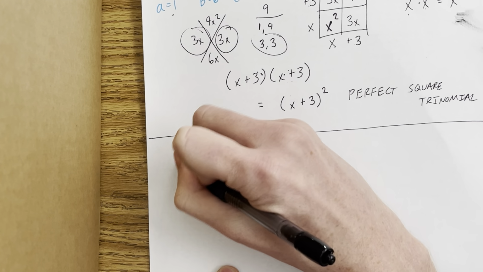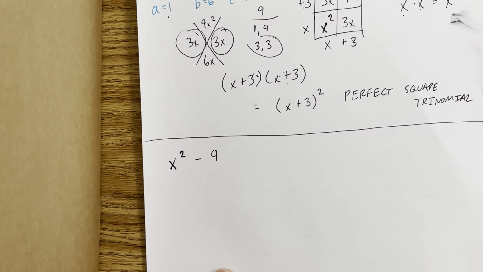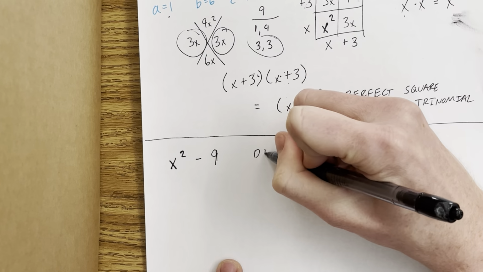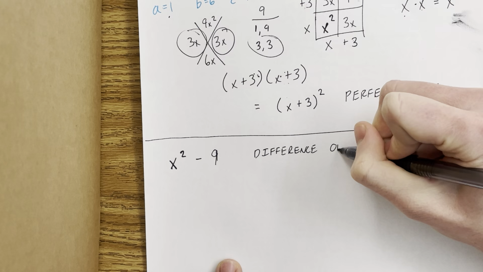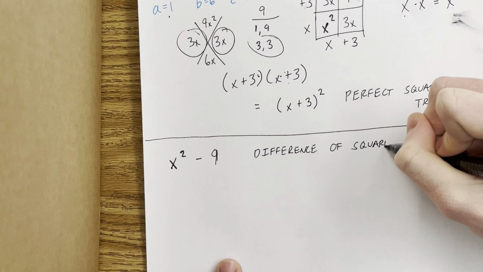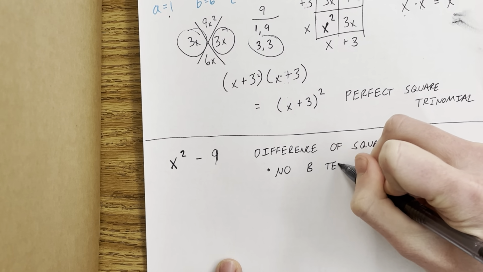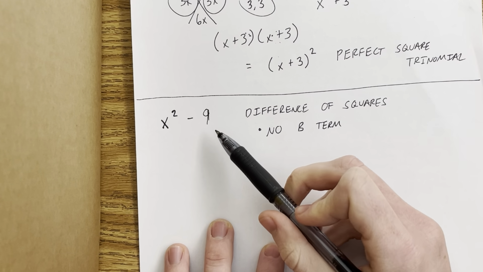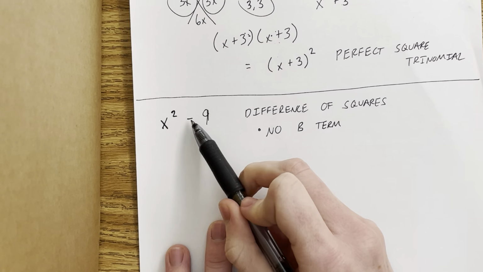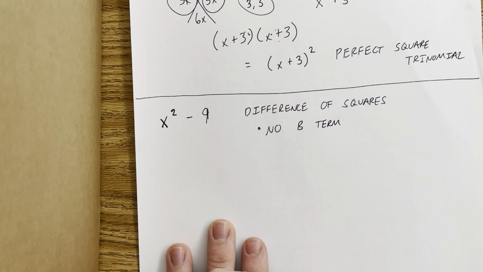Let me show you guys another case. So we have x squared minus 9. So this is what we call a difference of squares. These are unique because they have no b term. The b term is the one with the x attached to it, like the 6x up here. So this one has no b term. And also it has to be subtracting. If it's adding, it doesn't work. In fact, that would be unfactorable. But because it's subtracting, this is a difference of squares.